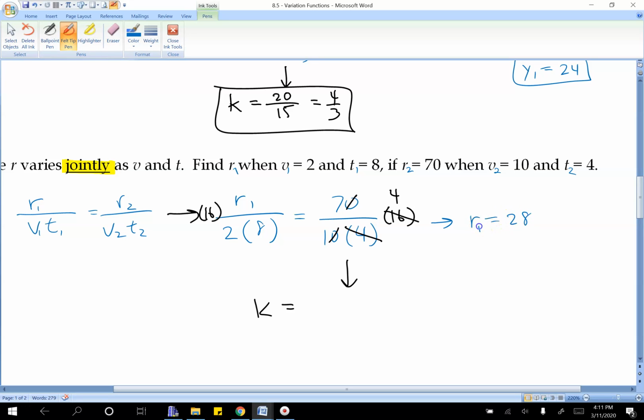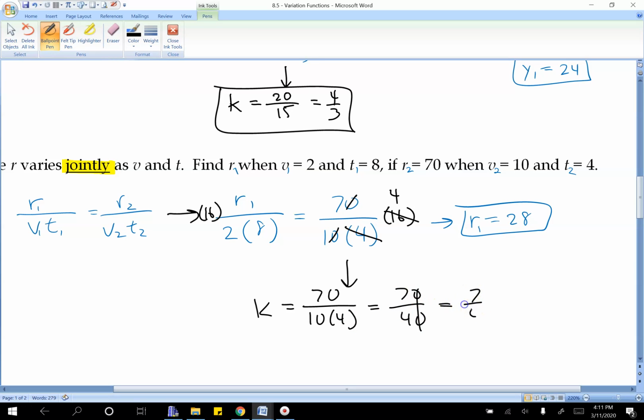28 is R1. Okay. And for K here, so we have 70 over 10 times 4, sorry. It's going to turn into 70 over 40, cancel out those zeros, and we get 7 over 4. That will be our K. Okay?